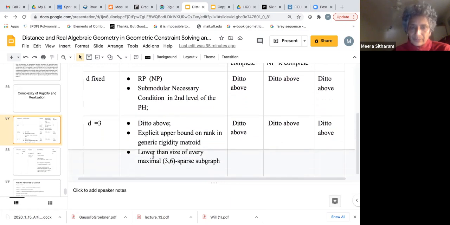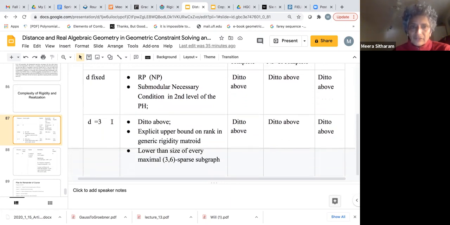Okay, so for the specific case of d equals 3, we know a few things. I haven't probably listed everything. We know there are some special cases. We know, for example, in G squared graphs that have the property that you start out with a graph, and every time there is a path of 2 edges, you add an edge there. So in other words, you take the incidence matrix of the original graph and you square it.